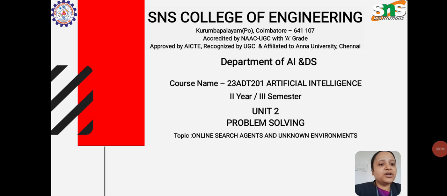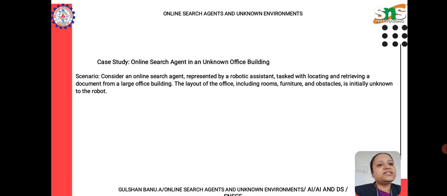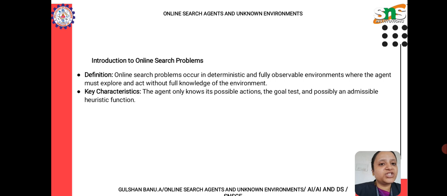So now I am here with a new topic called online search agents and unknown environments from the unit called problem solving. So now what is called an online search agent? An online search agent is something in which you store information in a predefined format and you can retrieve all those kinds of information when and where it is needed.